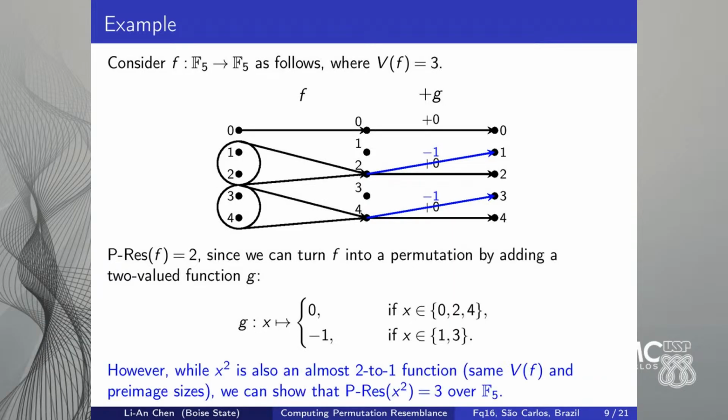However, notice that x squared is also almost a 2-to-1 function, meaning if you draw the picture like this, it looks very similar. So it has the same VF and also similar preimage sizes. We can show that P res x squared equals 3 over F5. So this shows that P res is not equivalent to VF or any preimage sizes.